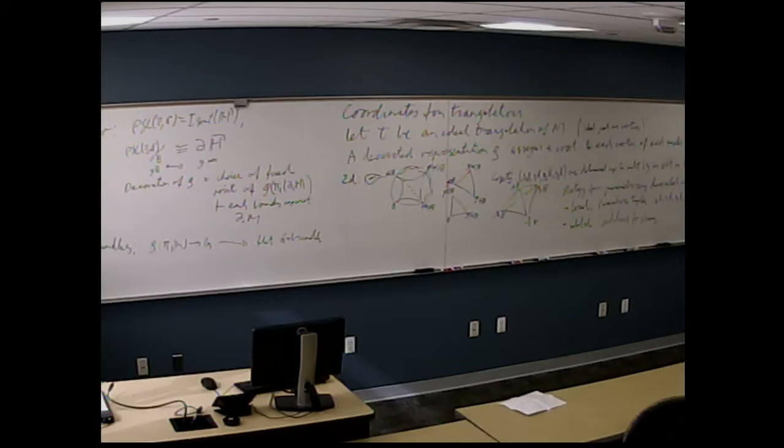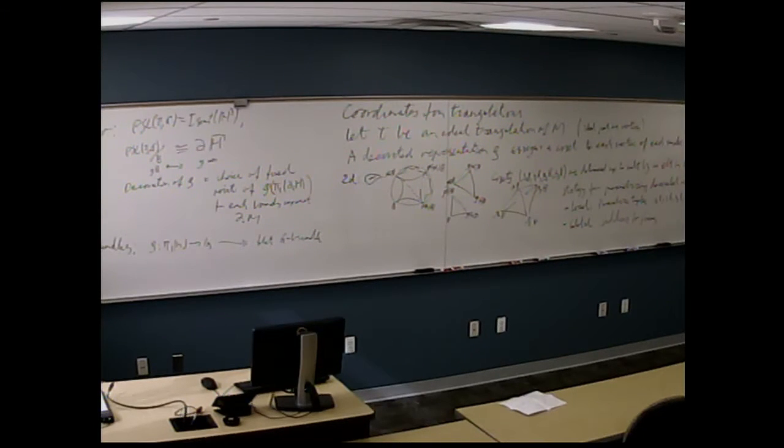There's a very important point that this depends on the triangulation. If you have a triangulation like this, then maybe these are all distinct and these are all distinct. But if you change the triangulation a little bit, then these are no longer distinct. So the notion of being generic depends on the triangulation.